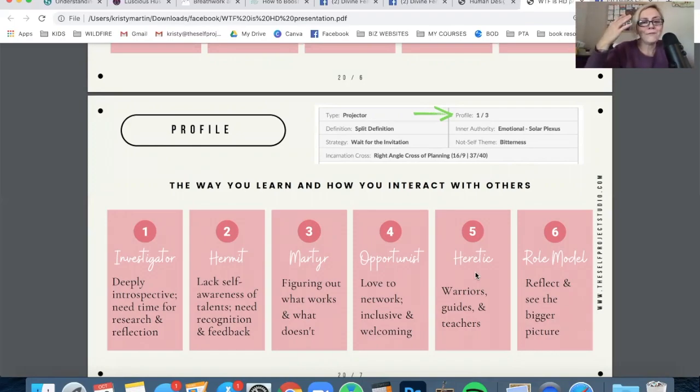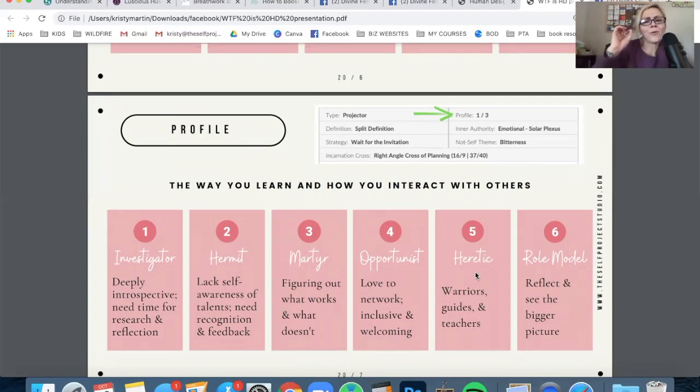If you are a 4, you are an opportunist. You love to network and you're very inclusive and welcoming, and not network in like a bad way. You just love to just know people, just love to know everybody. Number 5, heretic. You're a warrior, a guide, a teacher. You want to lead people, guide them, teach them.